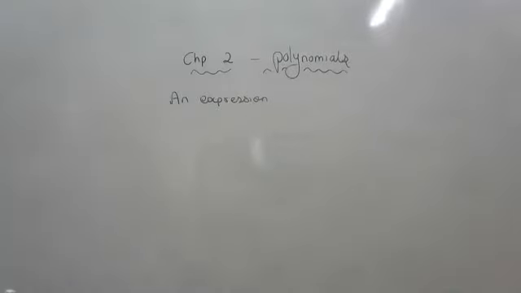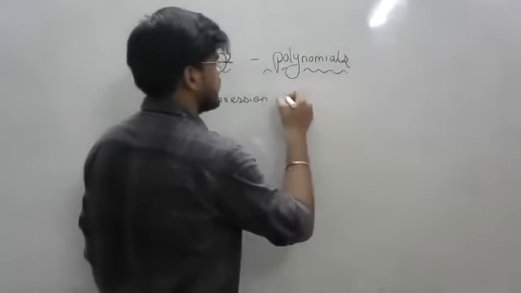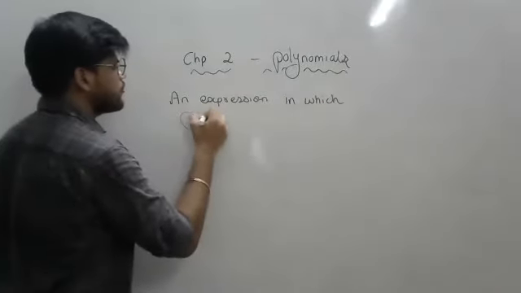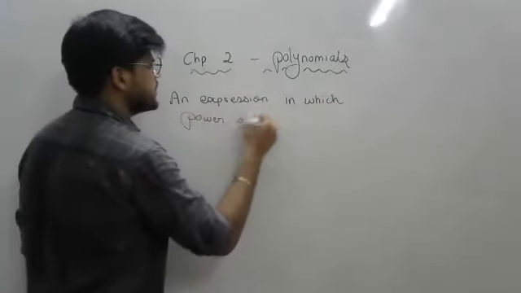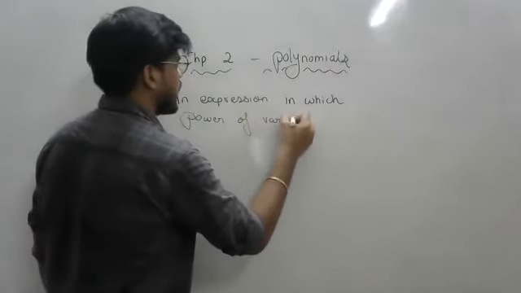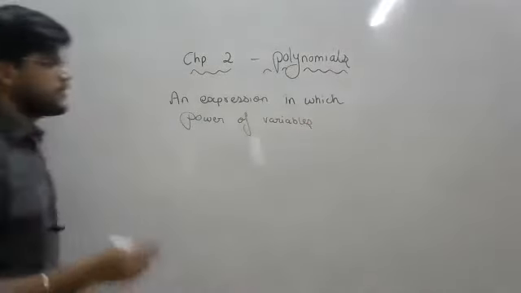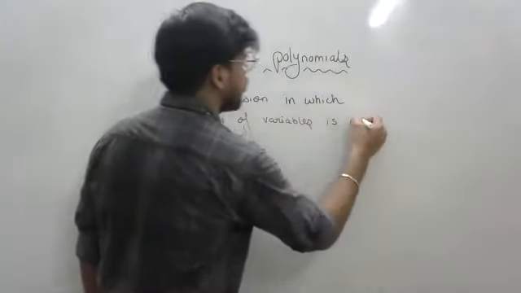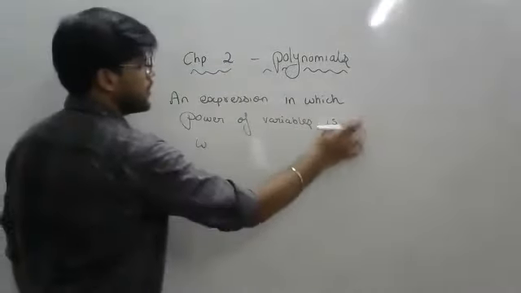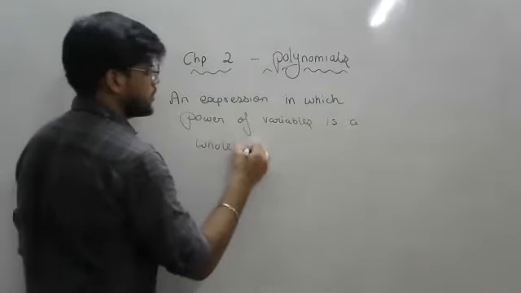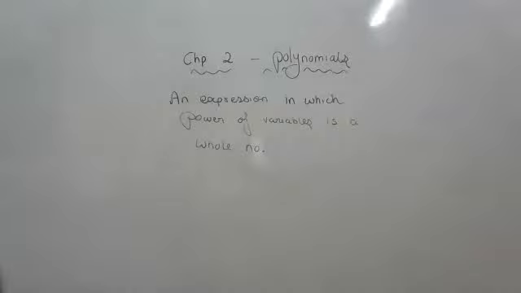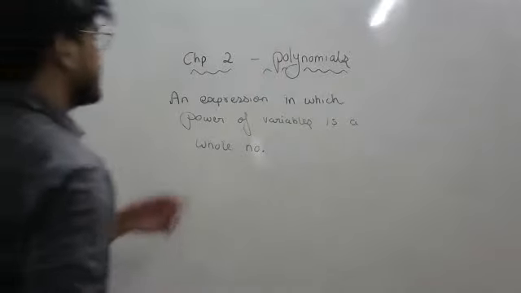An expression in which power of variables is a whole number, it's called polynomial. It's an expression in which power of variable is a whole number.